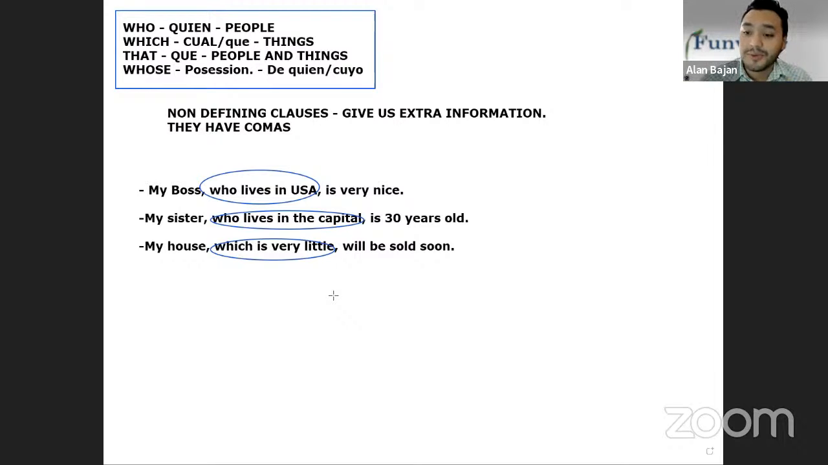But because we have a non-defining clause, we are giving extra information to the sentence. My boss, what is the extra information? Who lives in USA. My sister, what is the extra information? Who lives in the capital. And my house, what is the extra information? Which is very little, will be sold soon. That's a non-defining clause.